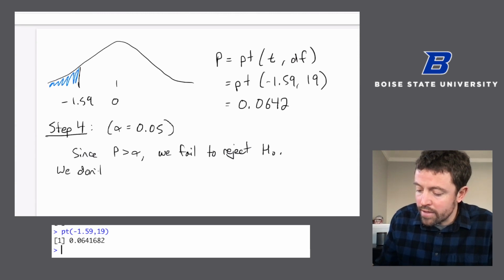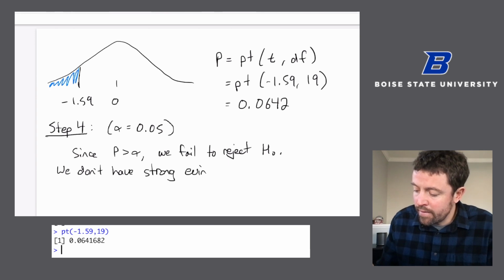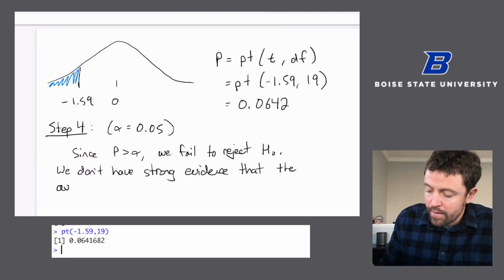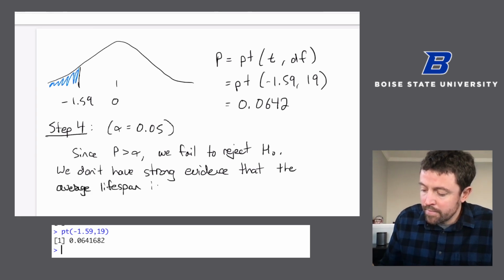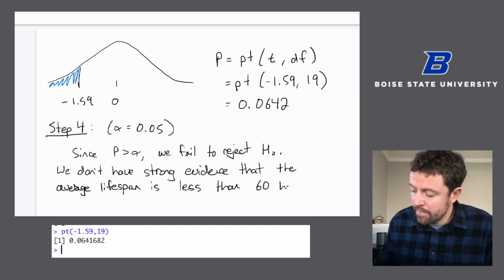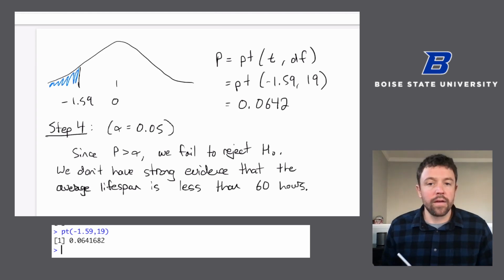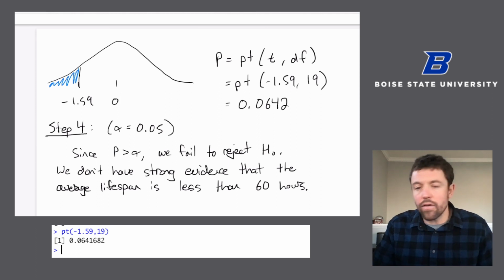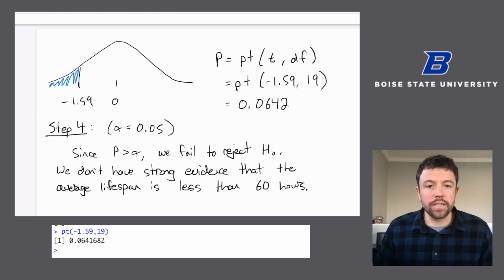And so when I fail to reject this null hypothesis, what that means is that we don't have strong evidence that the average lifespan of these tennis balls is less than 60 hours. And I'm finished. Steps 0 through 4. Step 0 is really for yourself, but steps 1 through 4 are usually the things I want to see. That's an entire t-test, start to finish.